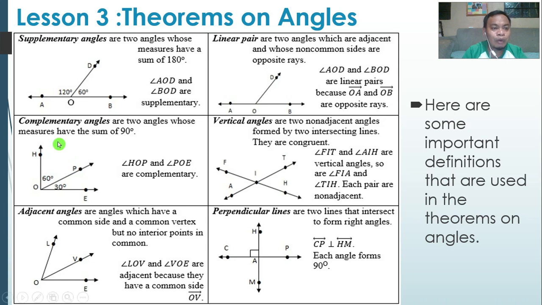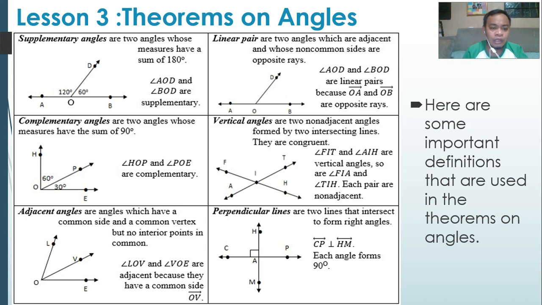Then the next one, we have complementary angles. What's the difference between supplementary and complementary? Supplementary angles add up to 180 degrees. Complementary angles add up to 90 degrees, two angles whose measures have a sum of 90 degrees. We have angle HOP, which is 60 degrees, and angle POE, which is 30 degrees. If we add them, the result is 90 degrees. That's why they are complementary.